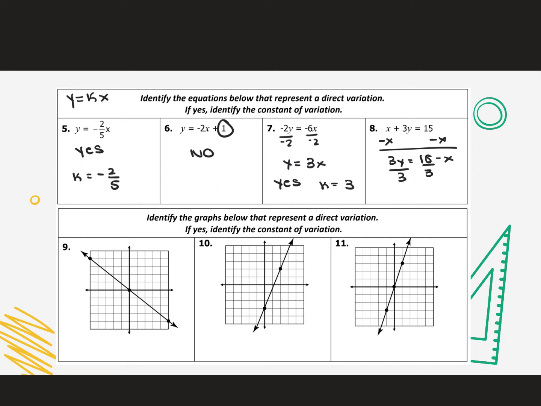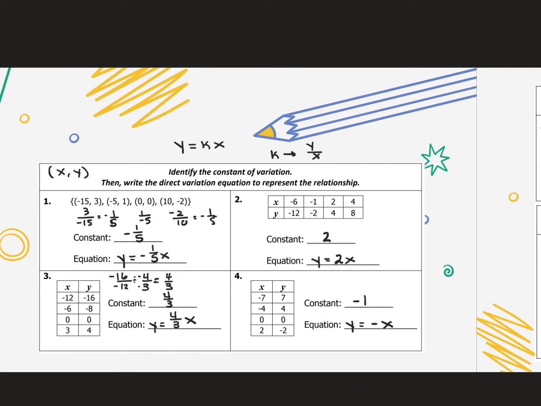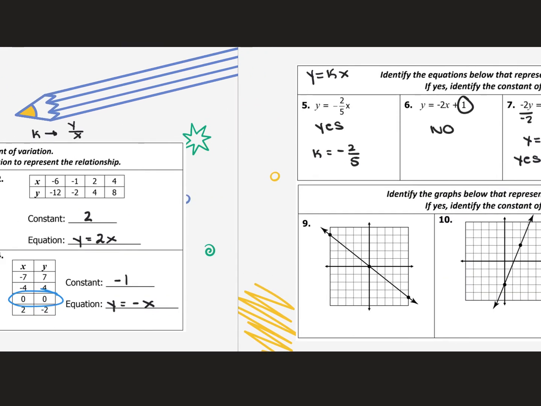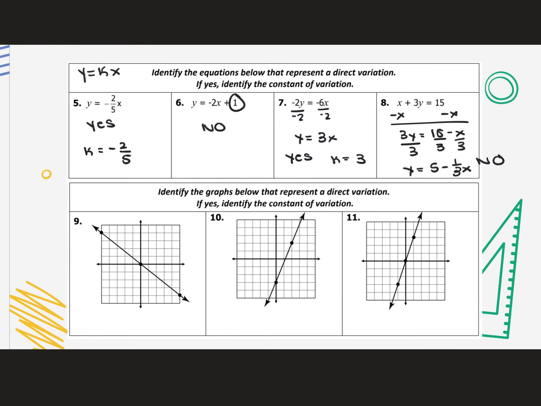Divide both sides by 3, and we get y equals 5 minus 1/3 x, so this is no. All right, so remember, if we go back and look at the tables, in the ordered pairs we see the point 0, 0. Looking here, you see 0, 0, you see 0, 0, you see 0, 0, all right? So since the y-intercept is 0, a direct variation always goes through the origin.